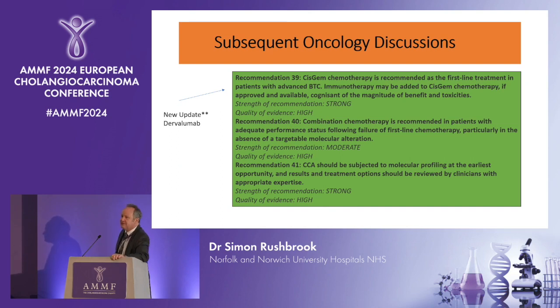Now, this is a nice example of BSG guidance. You can make these guidelines dynamic. You can change them as things change and the field moves forward. At the time of writing this, we said the initial chemotherapy based on ABC-02 should be cisgem, but we are now updating that to say, from the TOPAZ trial, that immunotherapy in combination with cisgem should be considered first line, and those changes are now being updated by Professor Khan and the team.